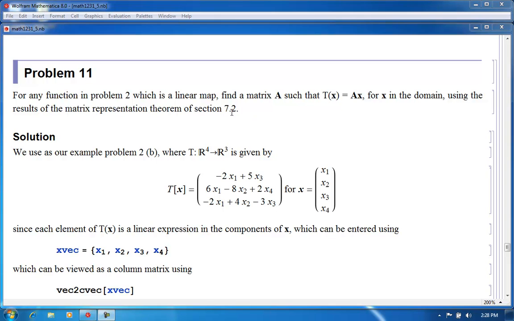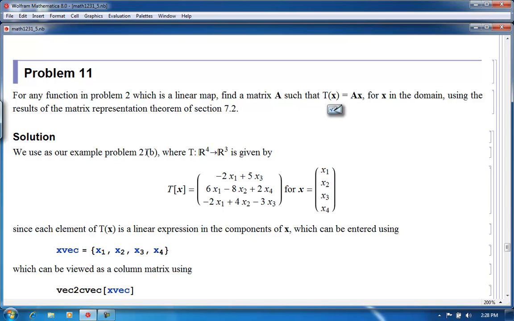Okay, well, the second problem we didn't get around to solving was problem 11 in chapter 7, and that problem asks us for any function in problem 2, which is a linear map, to find a matrix A such that T of x, the image of x under the transformation, or under the mapping, is A times x for x in the domain, and using the results of the matrix representation theorem in section 7.2.